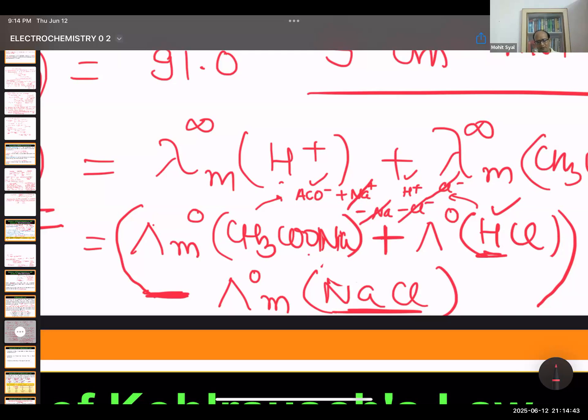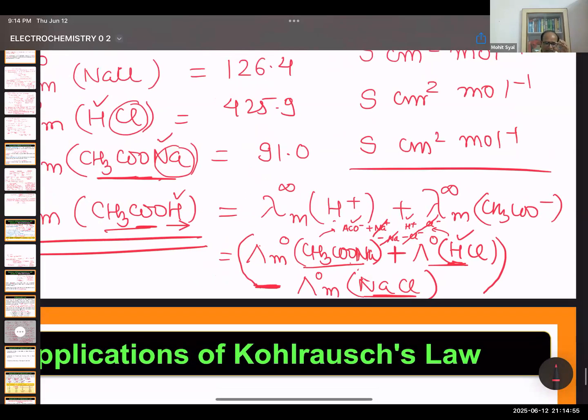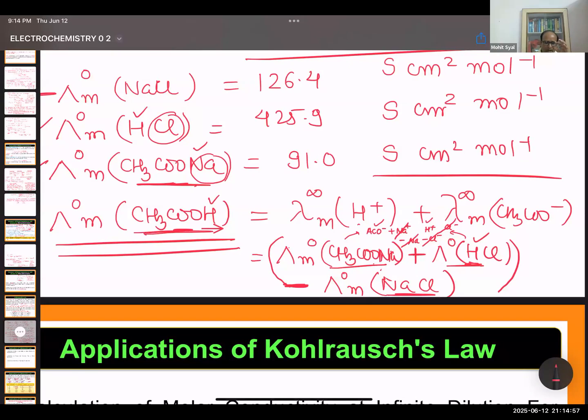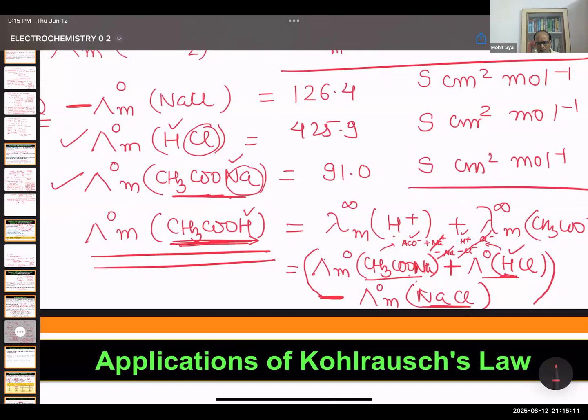Yes, sir. Ultimately, by adding and subtracting these compounds, you arrange them in such a way that you are left with the anions and cations for which the molar ionic conductivity is asked. For whatever the formula asks, you need to add and subtract, just like algebraic equations, and you will accordingly add and subtract these values also.